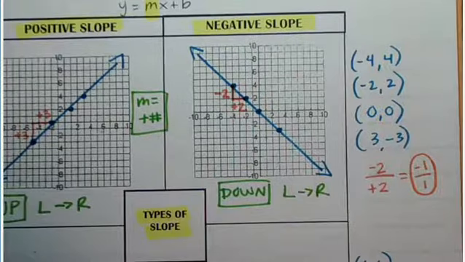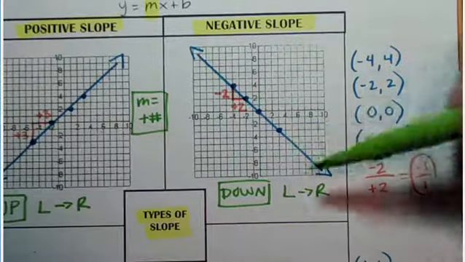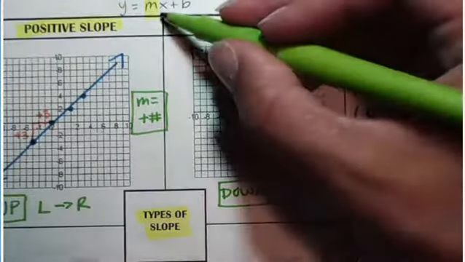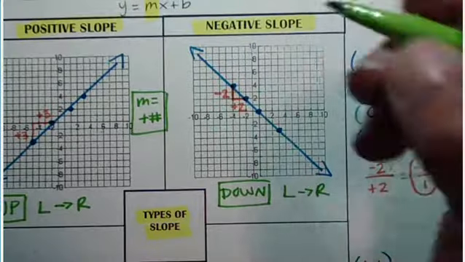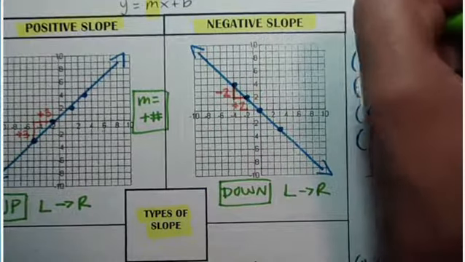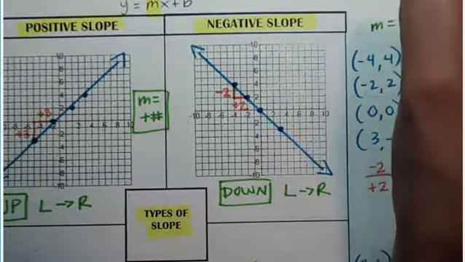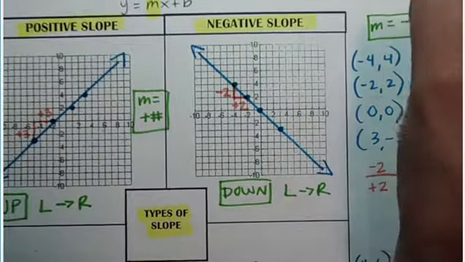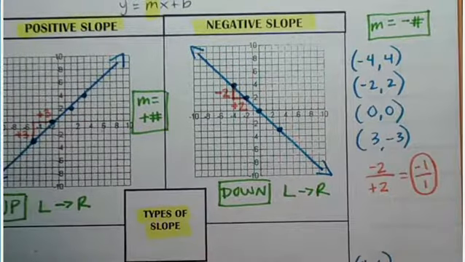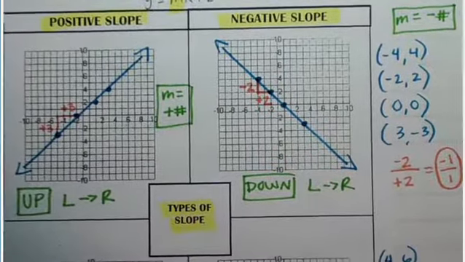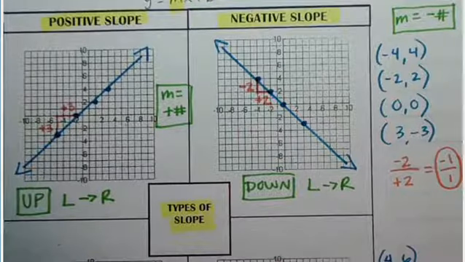Okay, so when it comes to a negative slope, in my formula, that m is going to be a negative number. So the m equals a negative number or fraction. Okay, so those are the first 2 types of slopes.